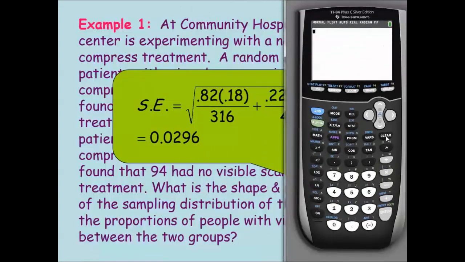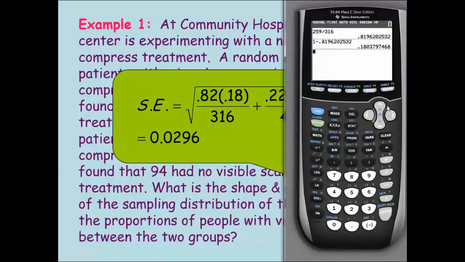Alright, so when we did the 259 divided by the 316, okay, that's where we got the 0.819. So then I want 1 minus that number, which is where we're getting that 0.18 from.